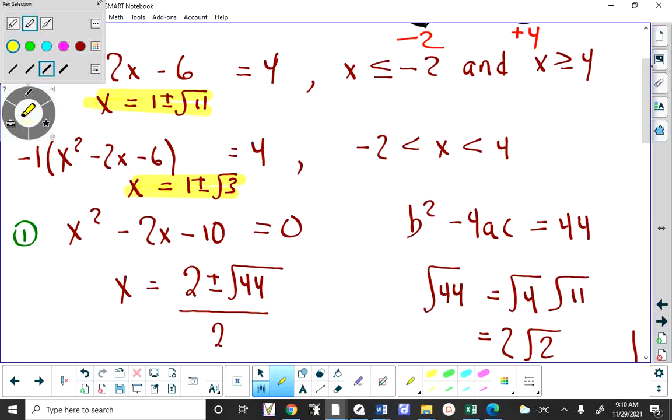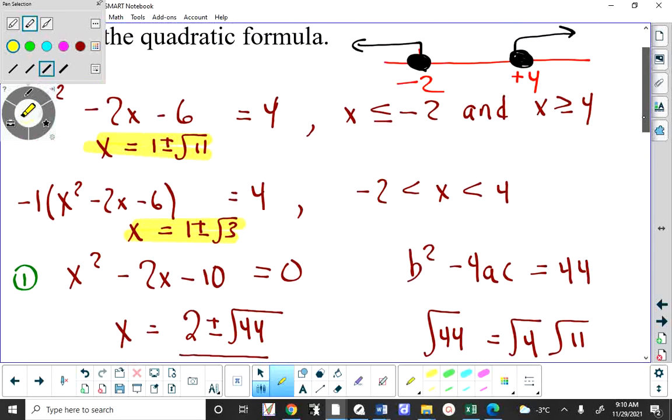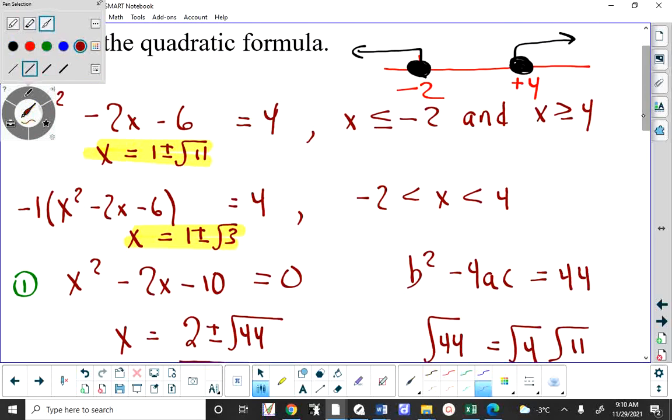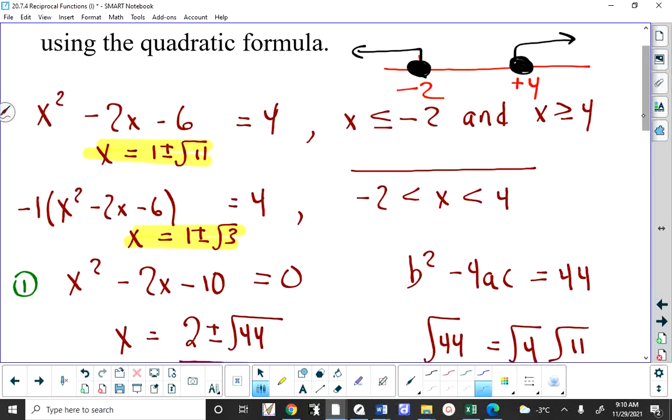And then we have to look at the domain. I will put this domain as well as a number line. Here's your -2. Here's your +4. We're talking about this. So we need to decide, is 1 plus root 3 in that domain? Well, root 3 is about 1.7. 1 plus 1.7 is about 2.7. It is in the domain. Is 1 minus root 3 in that domain? I think it's going to be as well. I think you're going to get about -0.7. So we end up with 4 solutions here.